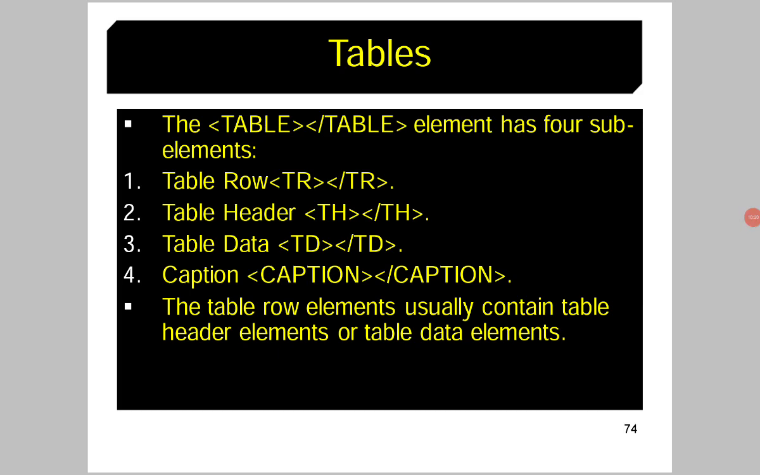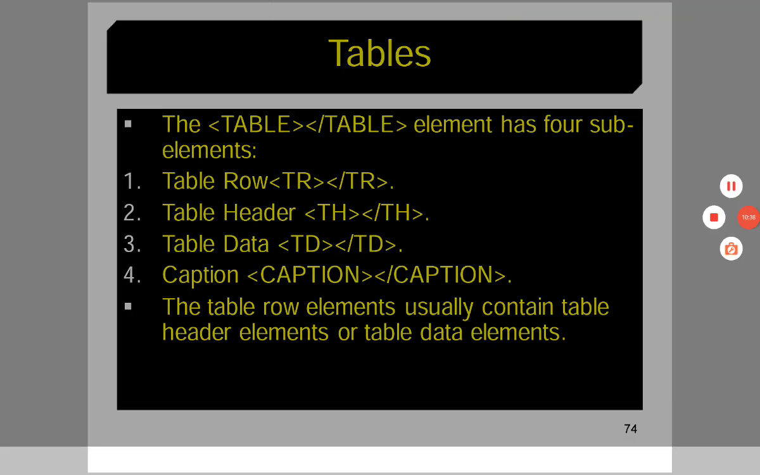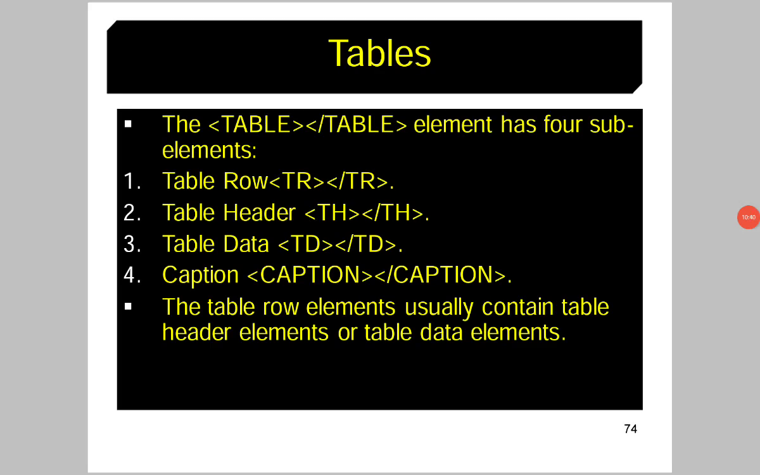Similarly, the th tag is used to create table headers. Table data. What is table data? Table data means to display the data or information on a table. To display data or information in a table cell, it is created with the table data, or td tag.